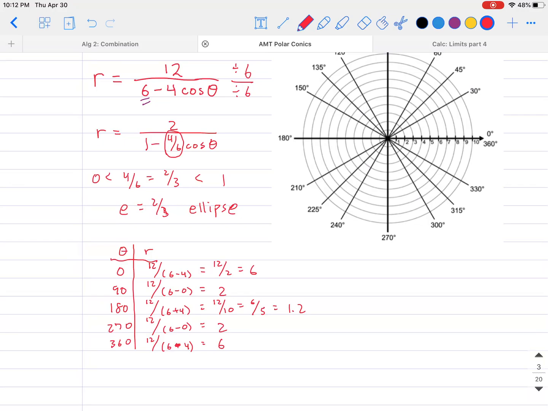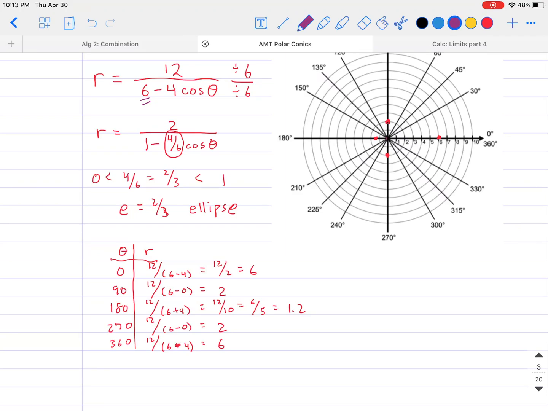So let's go ahead and plot those points. The first one is going to be radius of 6 and a degree of 0. So that is going to be somewhere over here. Next, at 90, you have 2. So that's somewhere over here. Oh, sorry, a little bit too high. So let me change that right there. So that's going to be this. At 180, you get 1.2. So that's somewhere over here. And then finally 270, which is going to be 2. That's going to be over here. And again, looking at the 4 points, you can definitely see the ellipse that we're supposed to be graphing.